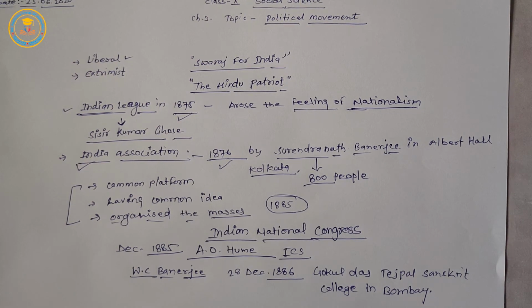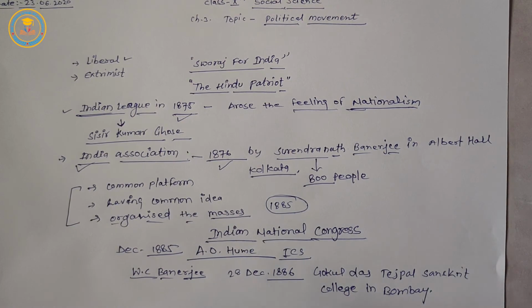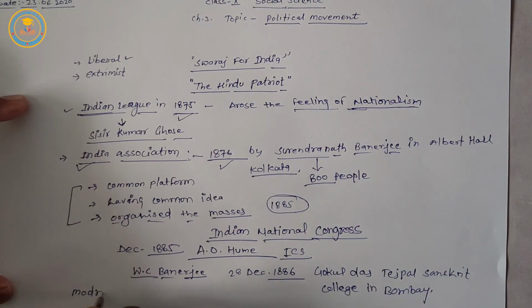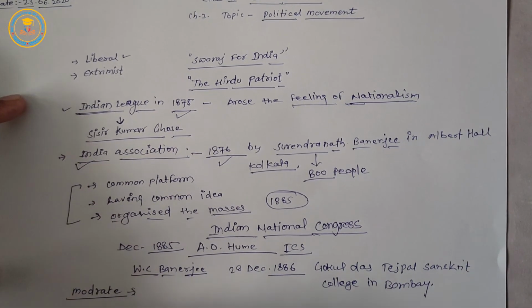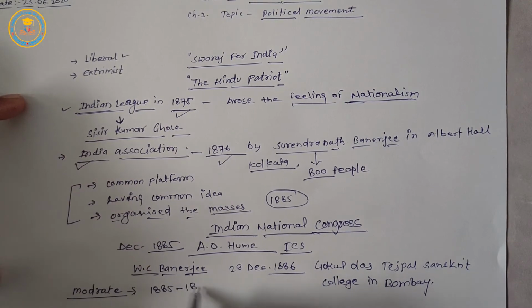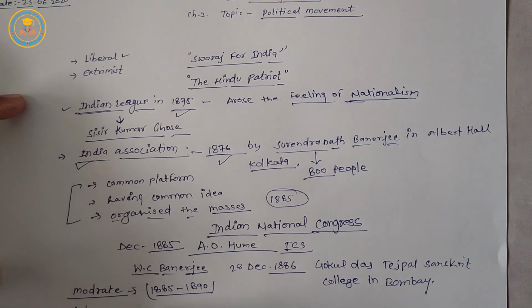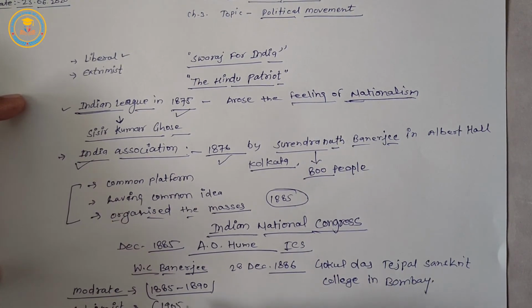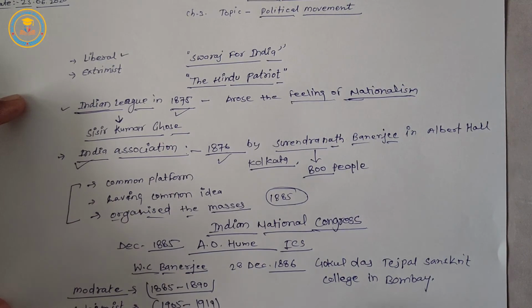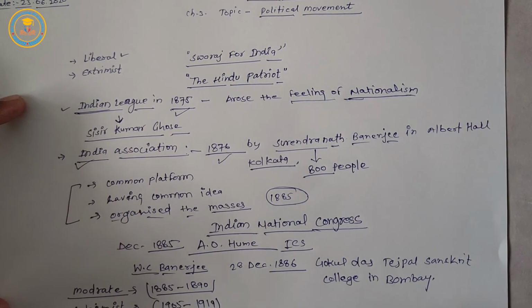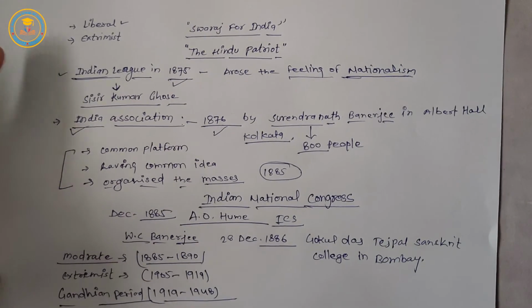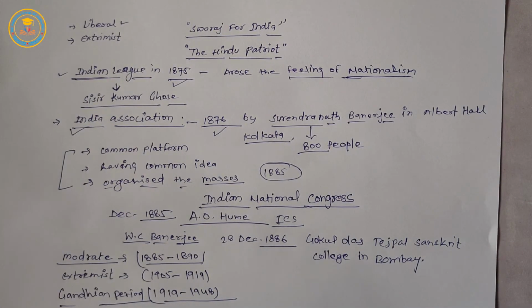The first phase of Congress is regarded as the period of the moderates, known as 1885 to 1905. The extremist phase is after the partition of Bengal, 1905 to 1919, and after 1919 to 1947, this period is known as the Gandhian period. So the first phase of Congress is regarded as the period of the moderates.